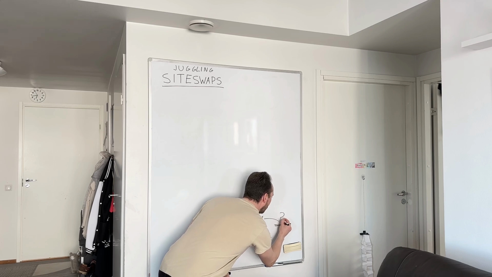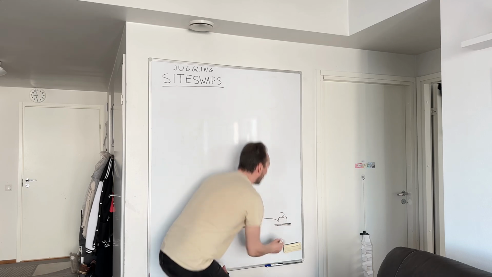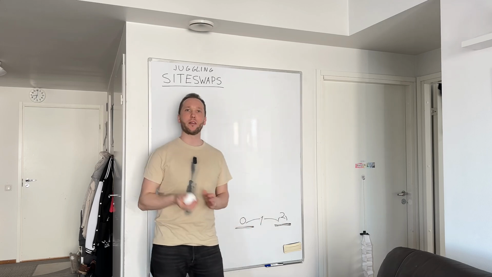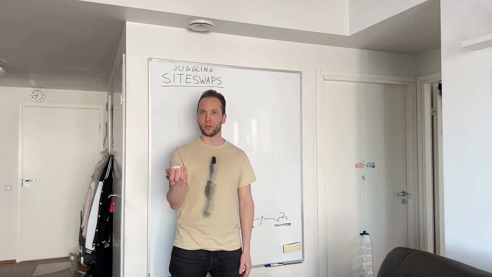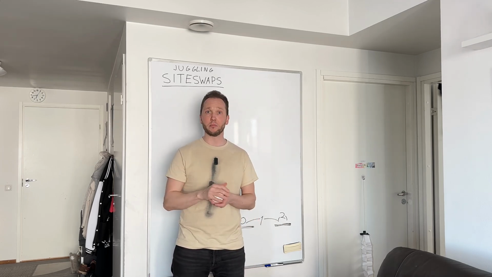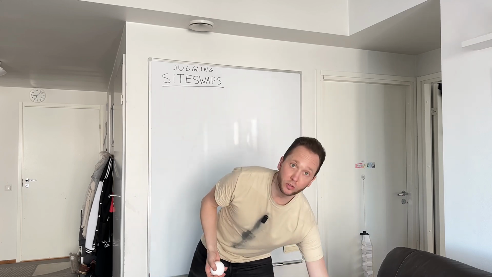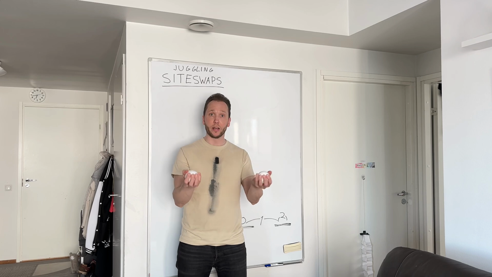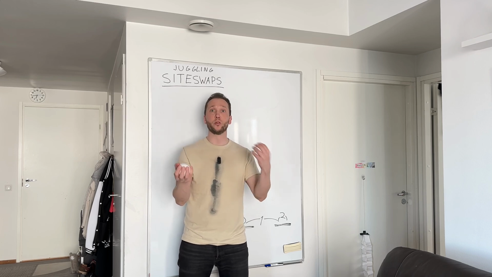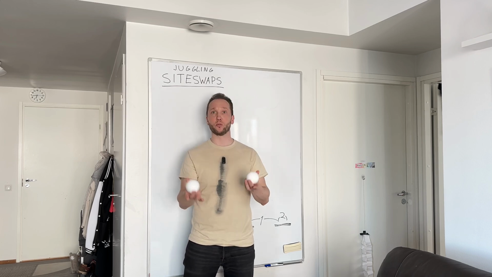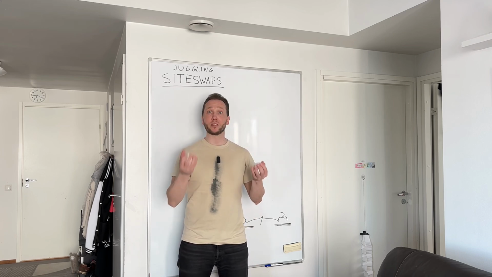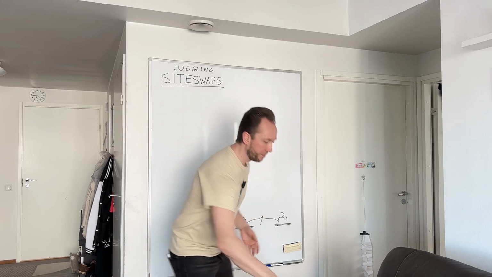Next, 2. Let's put the 2 here. This is like a throw, but it's not a throw. When you have 2, you just hold the ball like this. You can think about it as a squeeze. So when we have 2 balls, right, left, 2, 2, 2, 2. So this is the site swap 2. Again, you can throw the balls, but in site swaps, 2 is this.